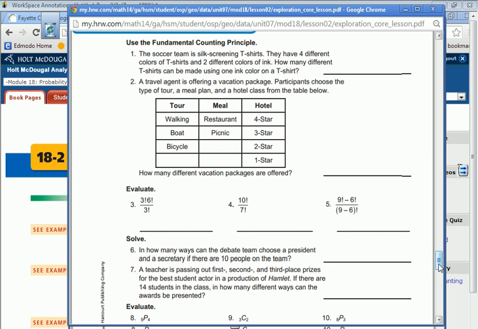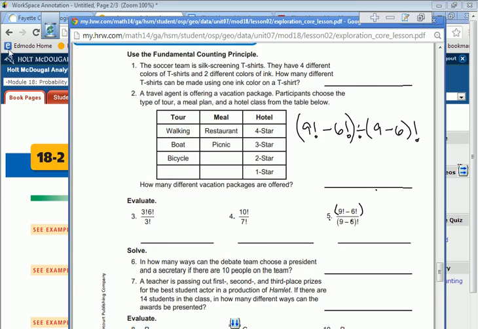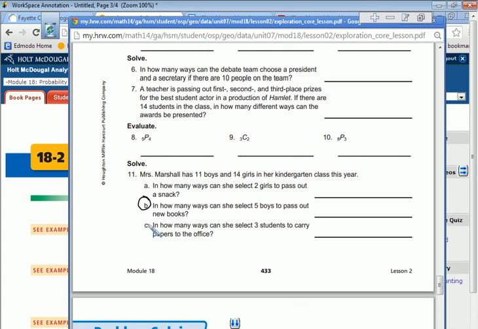Anything else on this first page? And then I'll go to the second page, okay? Yes, ma'am. Number 11, B and C. Okay, we have 11 boys and 14 girls in the kindergarten class. And how many ways can she select 5 boys to pass out books?